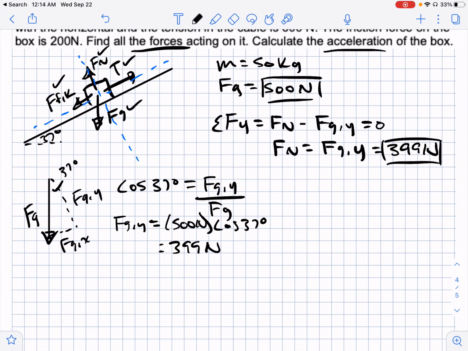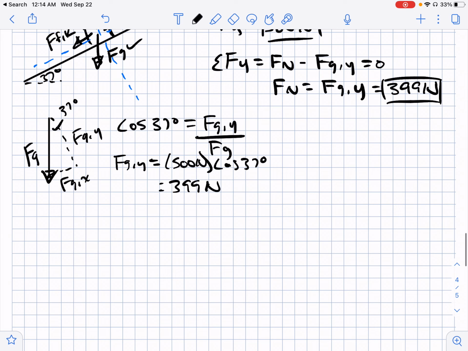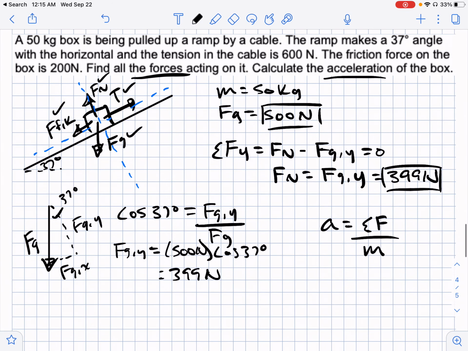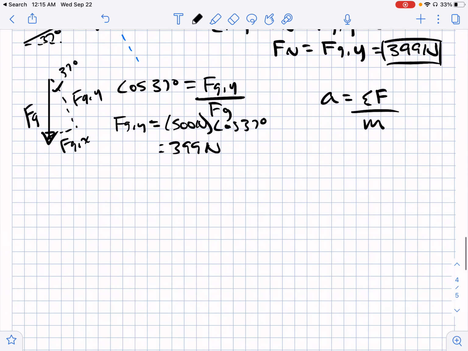or the remaining forces. Now the problem wants me to find the acceleration. So to find the acceleration, we're going to use Newton's second law. It says that acceleration is equal to the net force divided by the mass of the object. So we need to find our net force. And the one that we're interested in is in the x direction, right? Because we're accelerating up the ramp. So let's make our net force equation for the x direction.